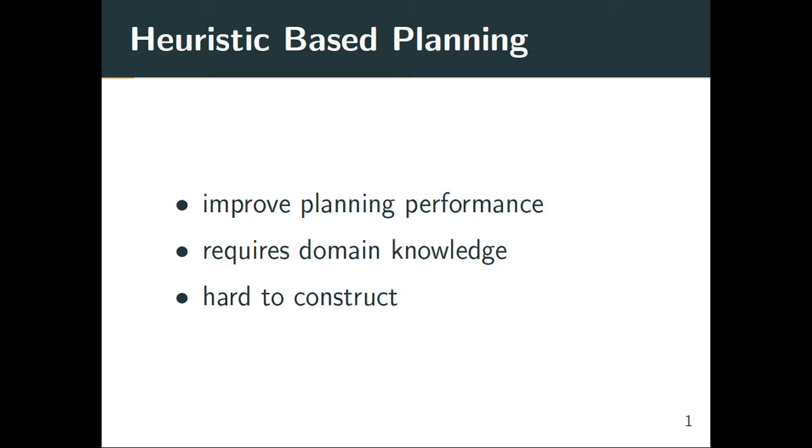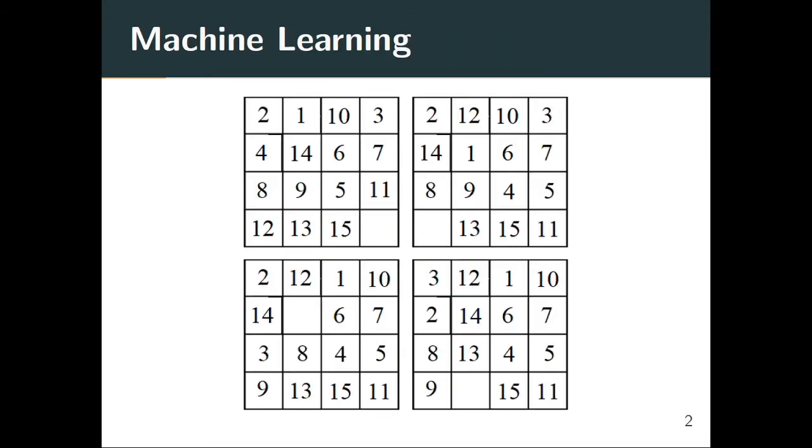It is well known that having access to a strong heuristic can greatly improve planning performance. Unfortunately, in many cases, in order to construct such a heuristic, you need to incorporate a lot of domain knowledge into the heuristic, and this can make it difficult to handcraft such strong heuristics. An alternative approach is to leverage machine learning to learn a strong heuristic from data.